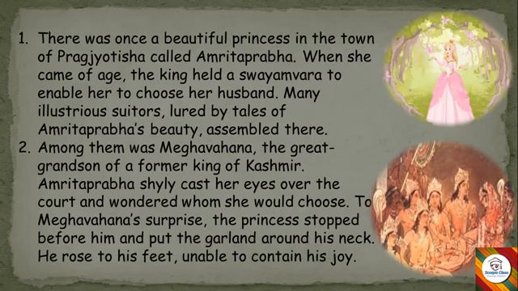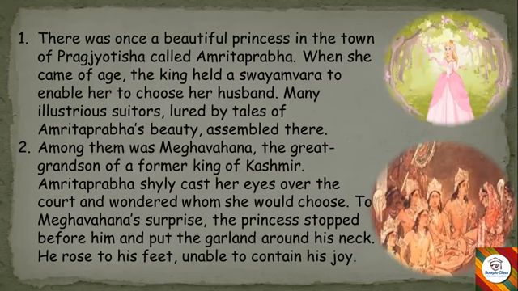So here there was one beautiful princess in the town of Prajyotisha. The princess's name was Amrita Prabha. And when she attained marriageable age, the king held a swayamvara for this princess so that she could choose her husband. Because she was so famous and so beautiful, there were many illustrious suitors, many well-known persons, who had come there for the swayamvar.